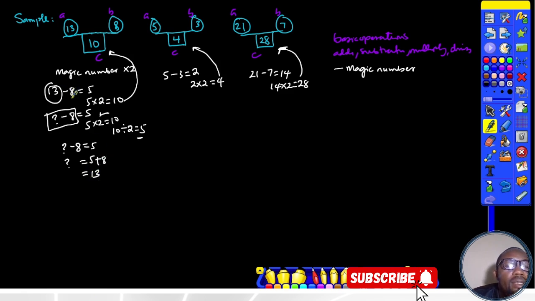If 8 is missing, it's the same thing. 13 minus the missing number gives us 5. Then by reverse engineering, 13 minus 5 should give me 8. Another way to look at it is to say there's a number, I take it from 13, and I get 5. It is the same number: when you take 5 from 13, you still get that number. So this is the way this is working. So let's take a few exercises.